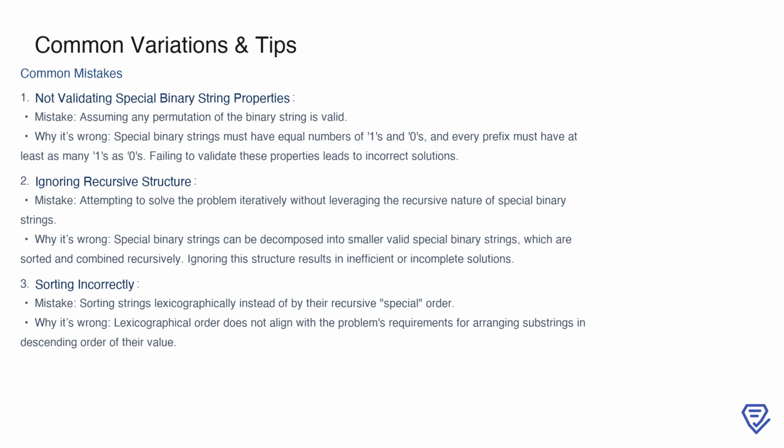Another mistake is ignoring the recursive structure of the problem. Special binary strings can be broken down into smaller valid components, which are sorted and combined recursively. Approaching this iteratively or without leveraging recursion often leads to incomplete or inefficient methods. Finally, sorting the substrings incorrectly is a common pitfall. Sorting them lexicographically might seem intuitive but does not satisfy the problem's requirement to arrange them in descending order based on their value. Sorting must align with the recursive structure to ensure correctness.